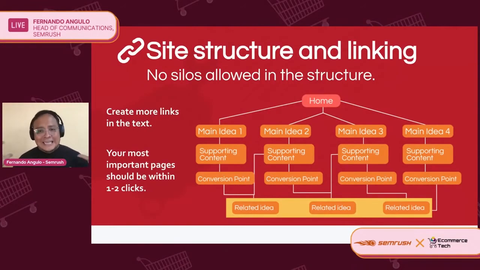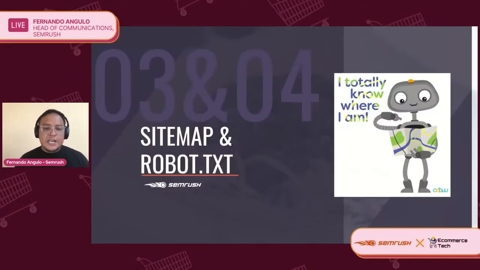So the site structure and linking needs to be like this. You create more links in the text, and your most important pages should be clickable within 1 or 2 clicks. So from the home page to your main product, from the home page to your secondary most important product, and from those products you need to interlink to the rest of the products, to additional products or related ideas, something that they can use as well. So all your website is somehow interlinked. This is the main idea that I wanted to share with the second problem.